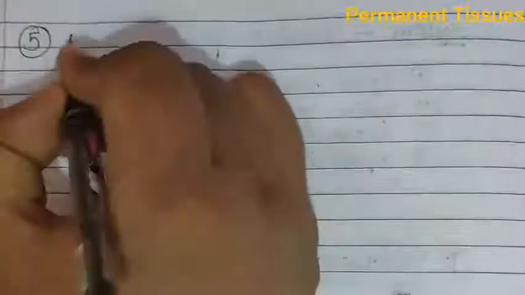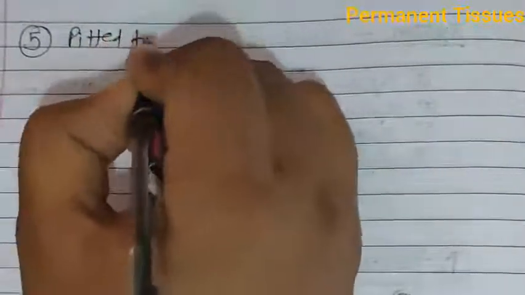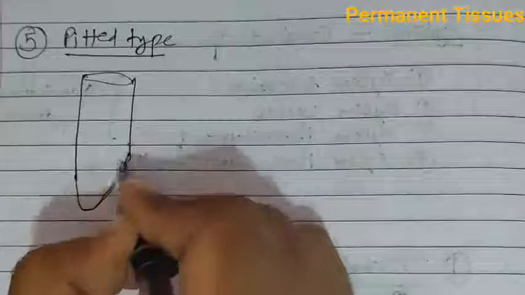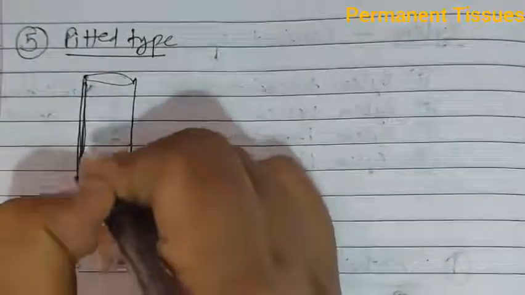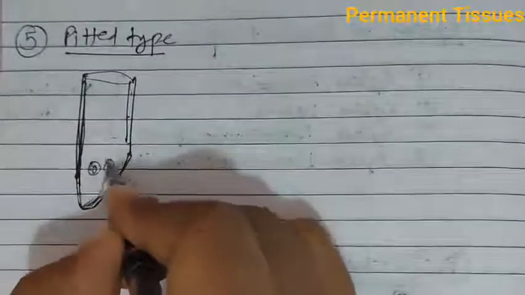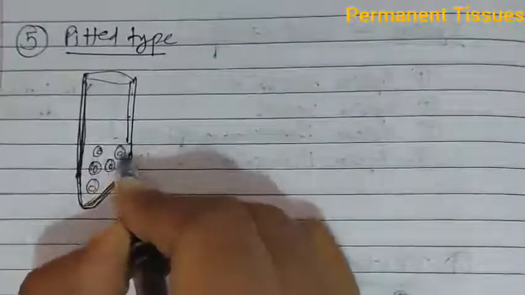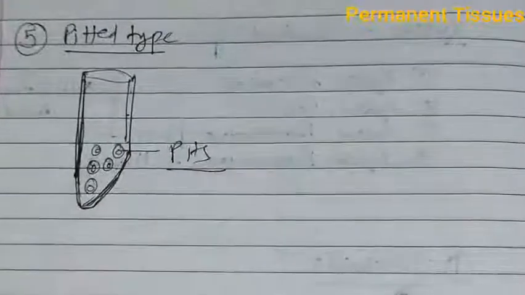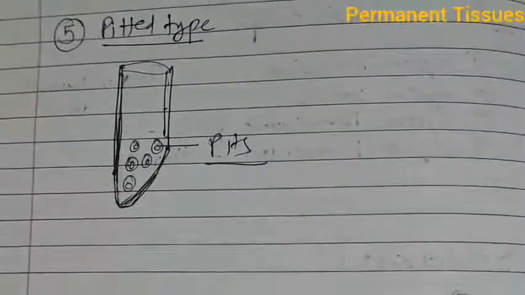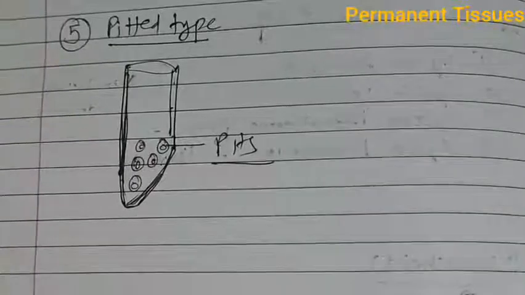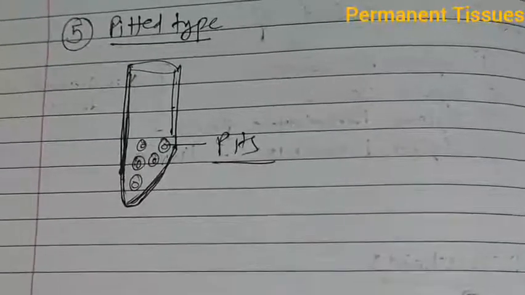And the fifth type is pitted type, in which we will see the arrangement of pits in tracheids. So that is known as pitted type. So these types of tracheids are found, and tracheids are obviously a primitive conductive element that we know.